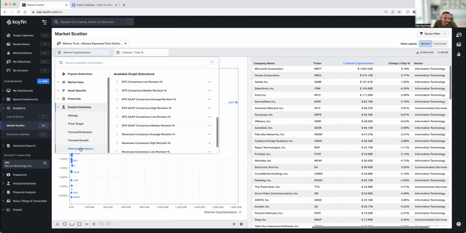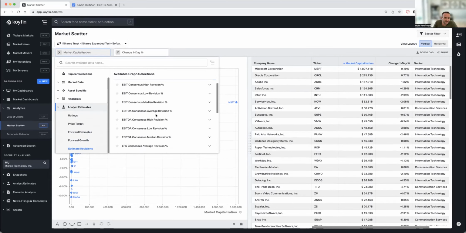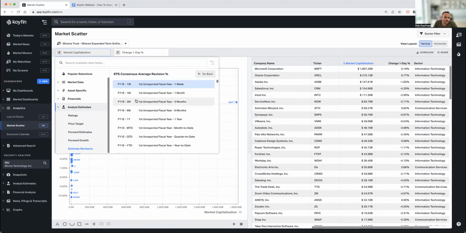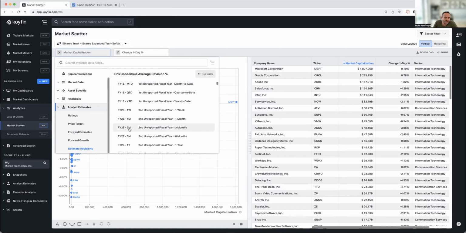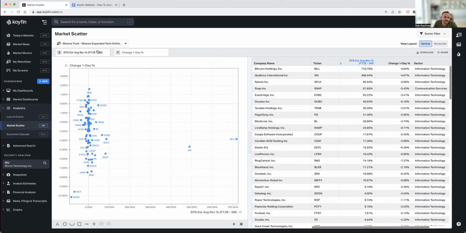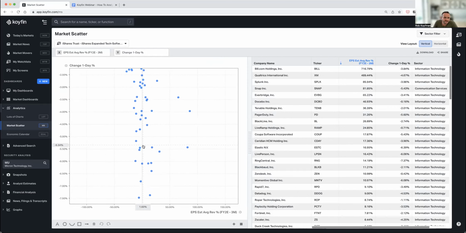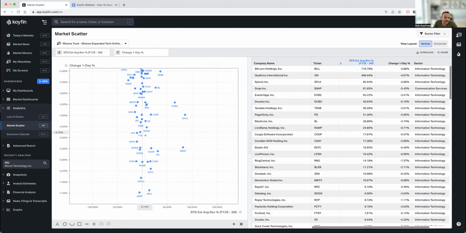You can also graph, by the way, we're not going to cover this a lot in this webinar, but you could also graph the revision. So how much are earnings being revised up or down over the past several months. So for example, if I wanted to look at EPS consensus average percent revision, and I want to look at, let's say, 2 years out, so FY2E, and what the revision has been over the past 3 months, I can look at it here. You're always going to have some outliers, because if you're going from 1 cent to 4 cents, these are going to be really high numbers. But this is a good way to look at where analysts are adjusting estimates up or down. So estimate revision is a cool tab.